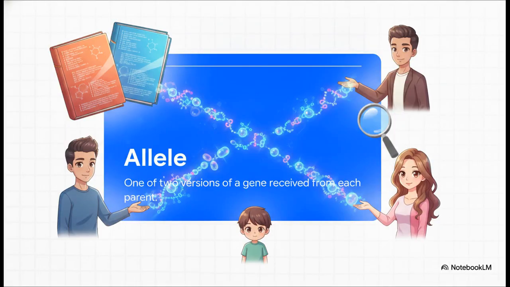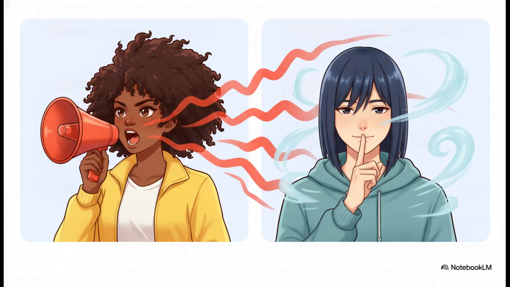So how exactly does this work? Well, it all comes down to alleles. Simply put, an allele is one of two versions of a gene that you get from each parent. I absolutely love using the instruction manual analogy for this. Think of it like this. You receive one complete, incredibly detailed instruction manual from mom and one complete manual from dad. Together, these two manuals sit side by side inside your cells, holding the exact instructions needed to build the physical version of you.